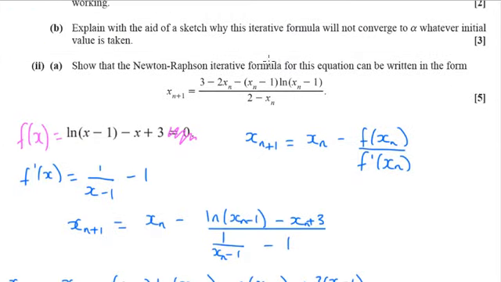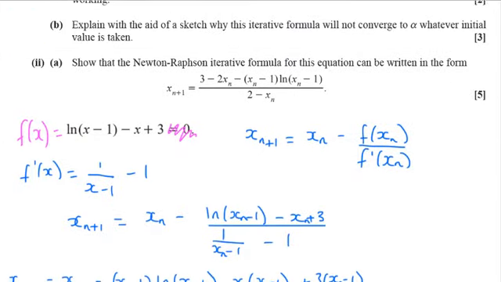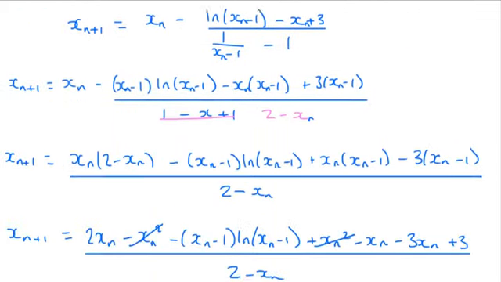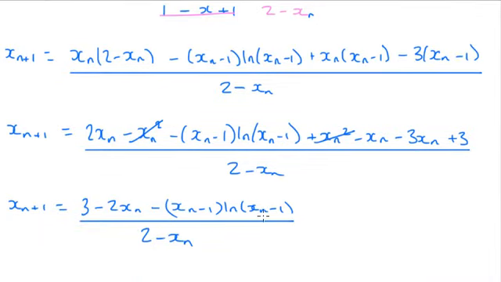Let's just check that's what they had. 3 minus 2xn at the beginning. Yeah, 3 minus 2xn minus xn minus 1 times natural log of xn minus 1 over 2 minus xn.